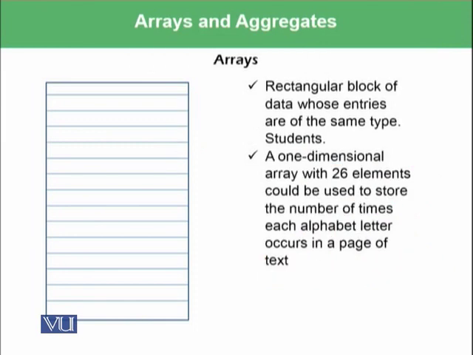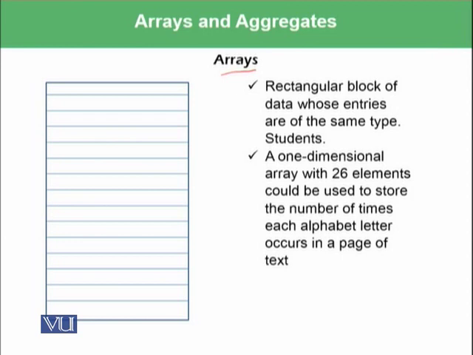Such a data structure or data abstraction is available in almost all programming languages, known as arrays. These are rectangular blocks of data whose entries are of the same type. For example, if we are going to store the marks of students, then all of the entries in the array are integer or numeric values.